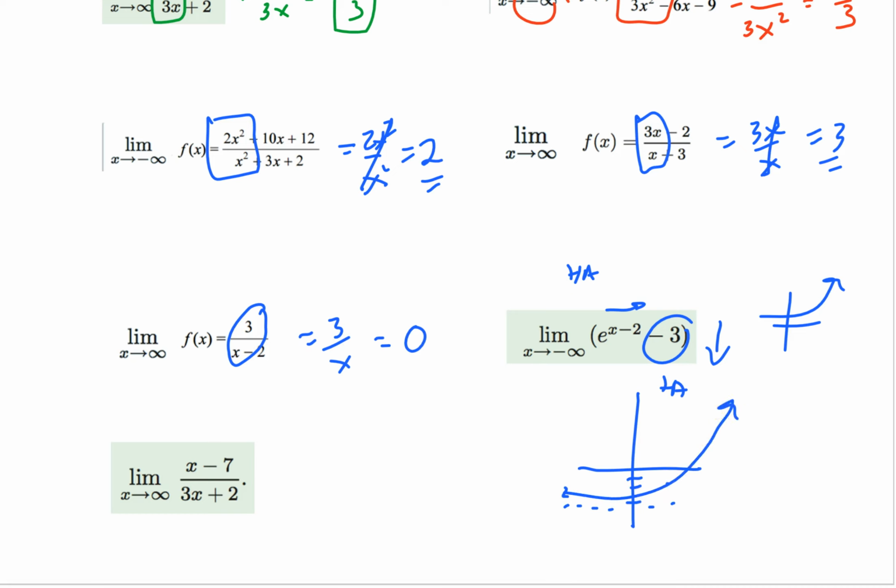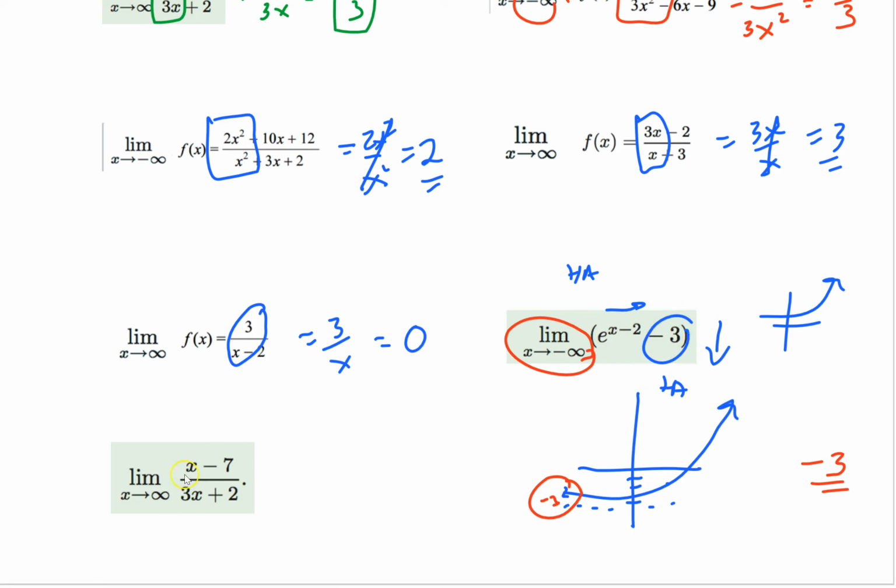Now, look what it's asking for. It's asking for negative infinity. So at negative infinity, I'm getting really, really close to negative 3 because it's the horizontal asymptote. So that's my answer. If it said positive infinity, I'd be going up to infinity. But with e, it's all about the horizontal asymptote, and that's always the vertical shift.